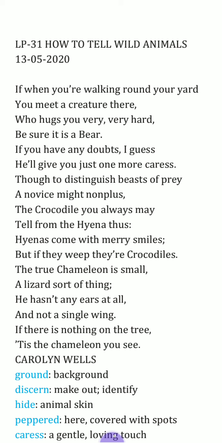The true chameleon, it is CHA, it is not read as chameleon, it is true as chameleon. It is similar to a lizard. Lizards you might have seen in movies. The true chameleon is a small, lizard sort of thing. The narrator is also giving the similarity of the appearance of the chameleon. He has not any ears at all. The first trait of a chameleon is it does not have ears.